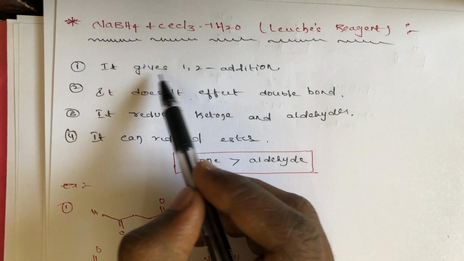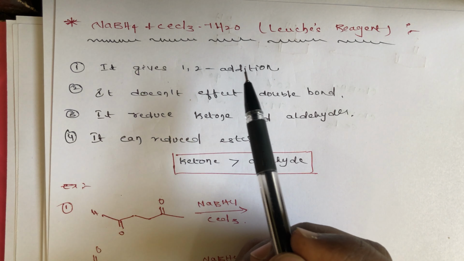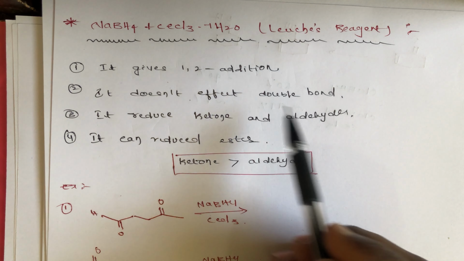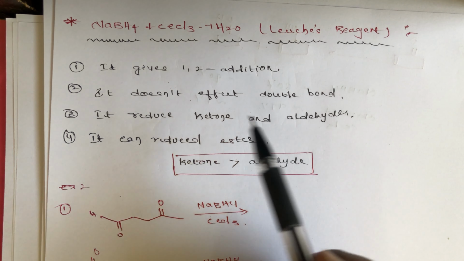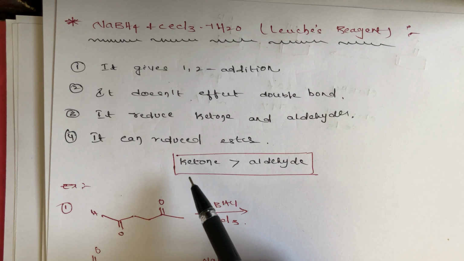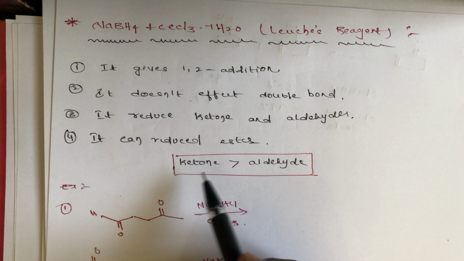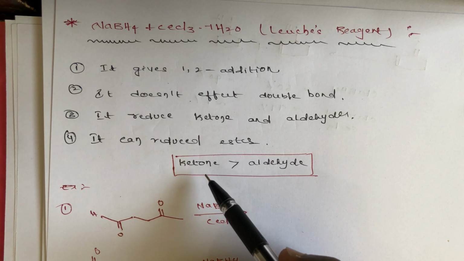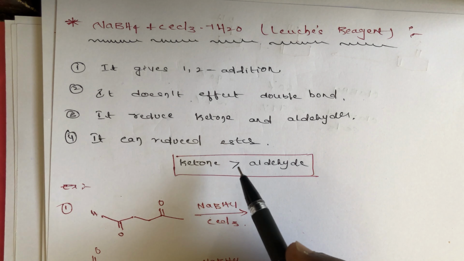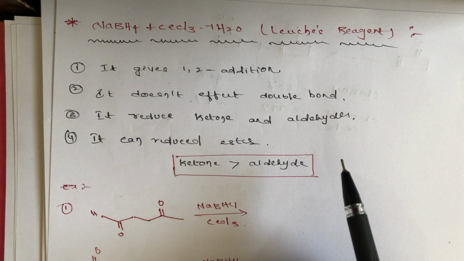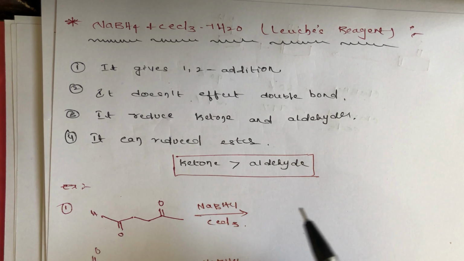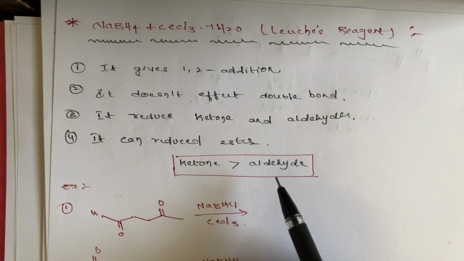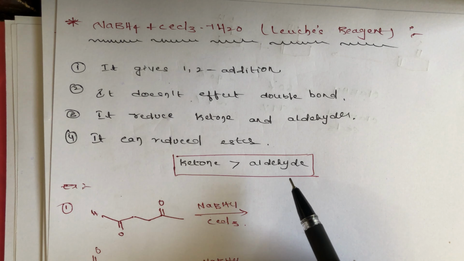So see here, only 1,2 addition anedi jarugutundi, 1,4 addition anedi jaragadu. Idi conjugated double bonds unnatini disturb cheyadu, I mean reduce cheyadu; ketones, aldehydes and esters ni reduce chestundi. But most importantly, ketones get more priority than aldehydes. See here, in Luche's reagent ketone anedi more priority ivvali than aldehydes, because we are regularly using aldehydes with more priority than ketones, and ketones more than acids. But here ketones get more priority than aldehydes. Ketones anedi more priority ivvali aldehydes tho polste.